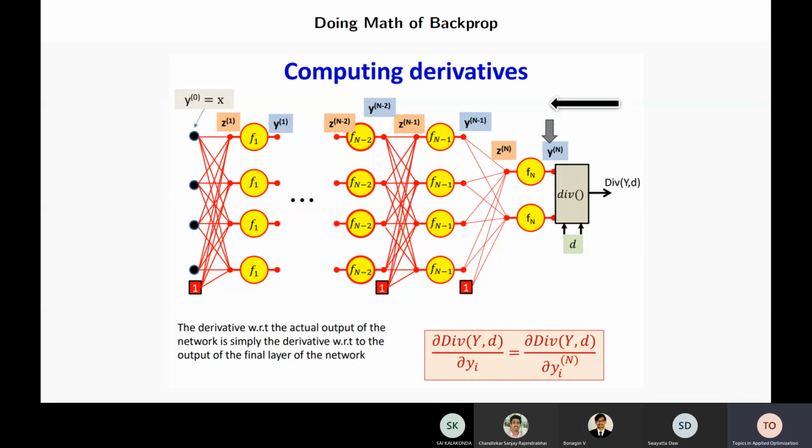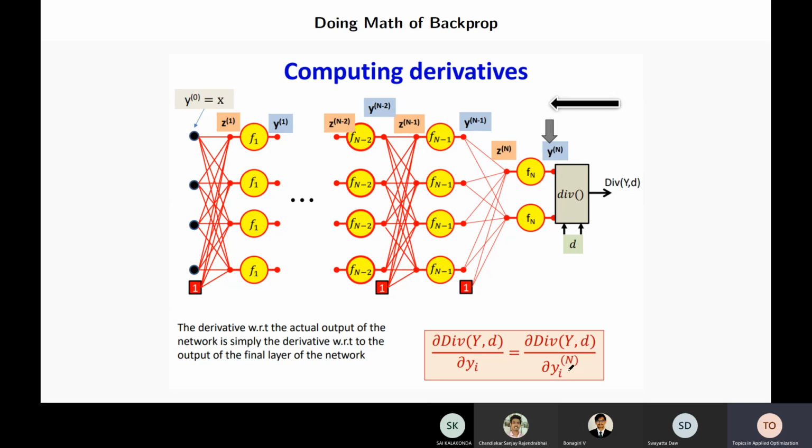Now we got the overall plan of how to compute the gradient, but that was a very high level plan. Now let us see the details. First of all, if I want to compute the derivative with respect to the final output yi, I'm not putting the superscript n here, that will be computed. I have to do it for all the y.